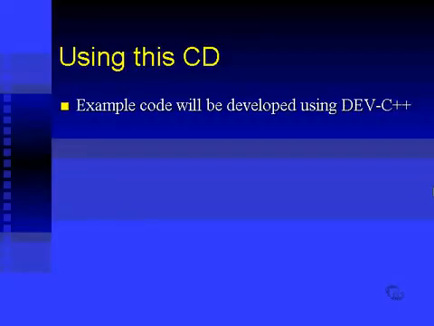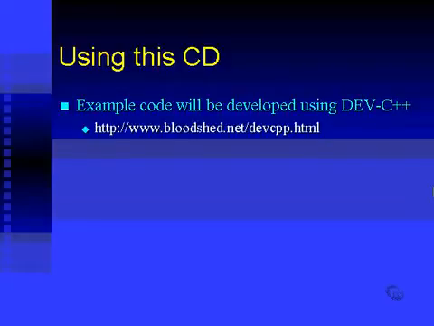This is actually not just a compiler, it's an integrated development environment, an IDE, as we described in the last section. It is actually an editor, a compiler, and even a debugger. It's freely downloadable from the internet. You can find it at the following website, www.bloodshed.net/devcpp.html. It is a Windows program.